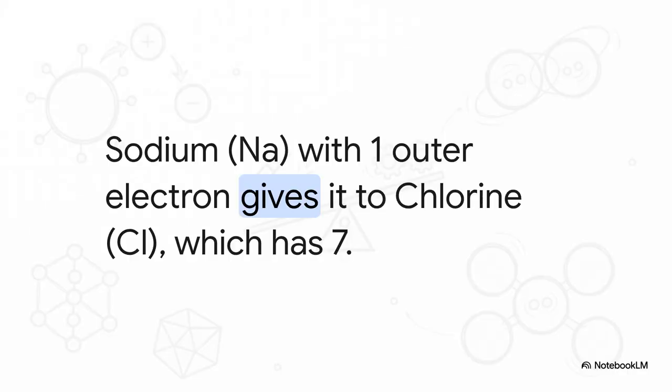The classic example, the poster child for this, is table salt. That's sodium and chlorine. See, sodium has this one lonely electron in its outer shell that it's just dying to get rid of. And chlorine over here has 7. It is so close to having a perfect set of 8. You can probably see where this is headed.